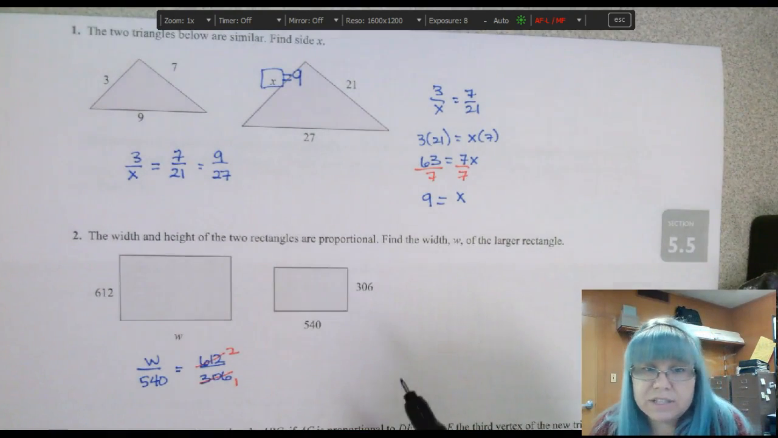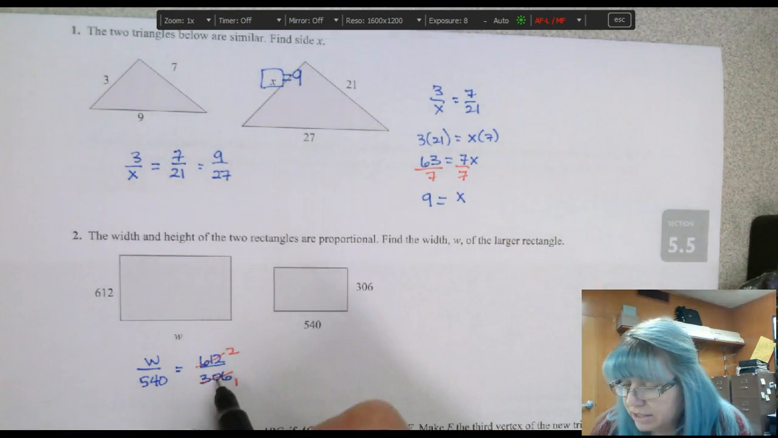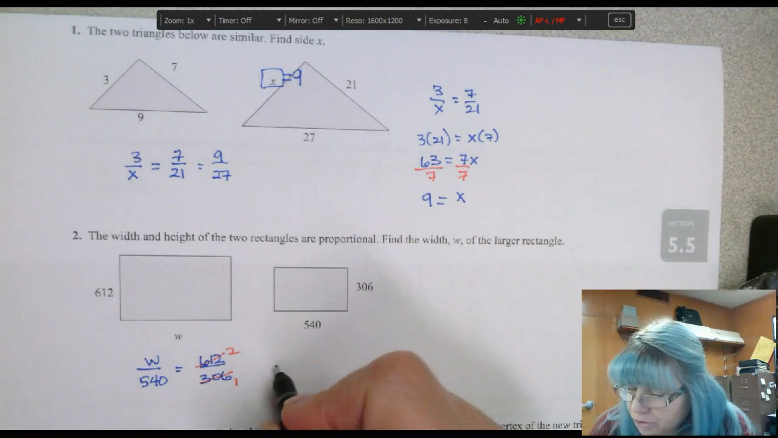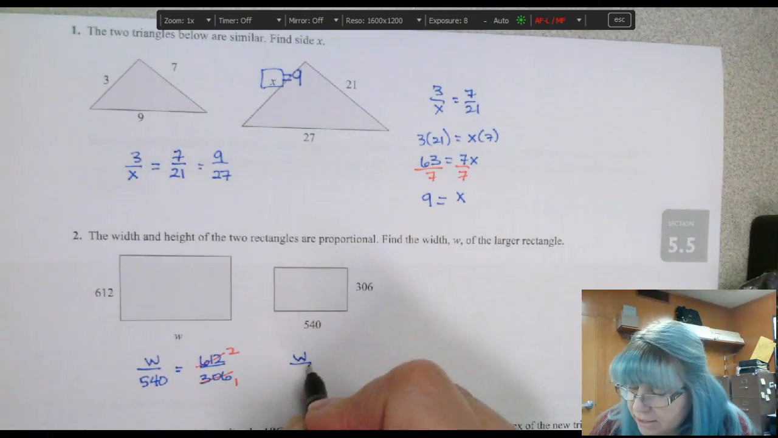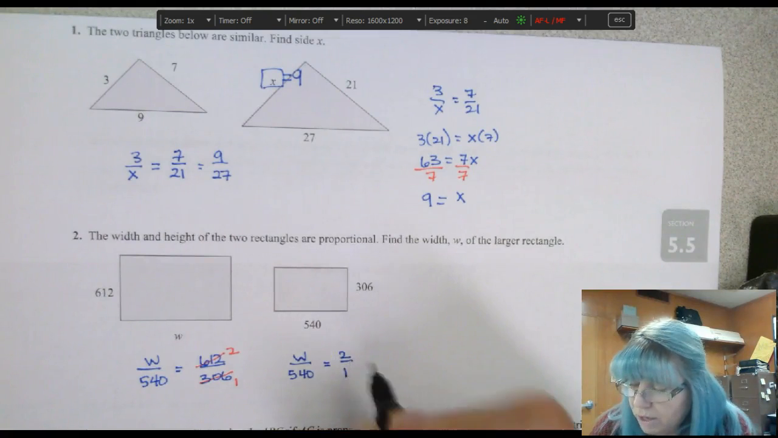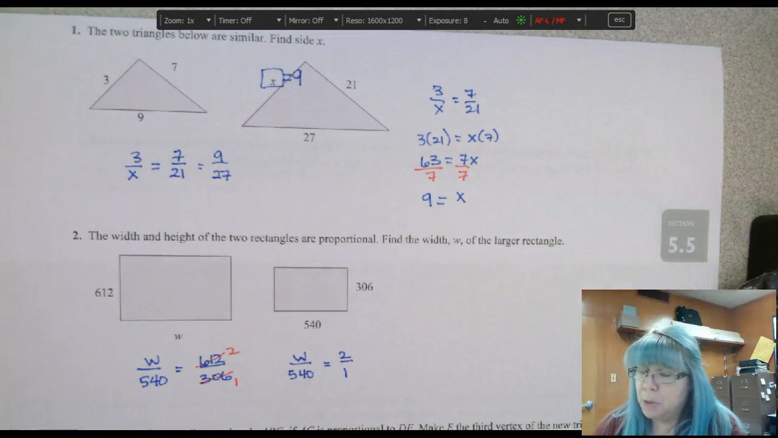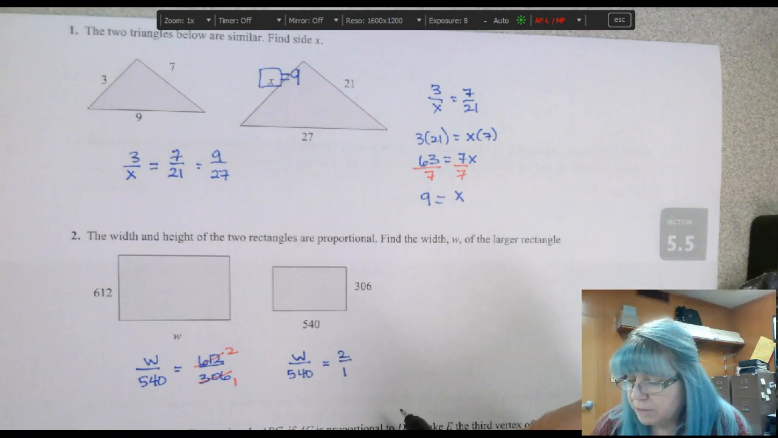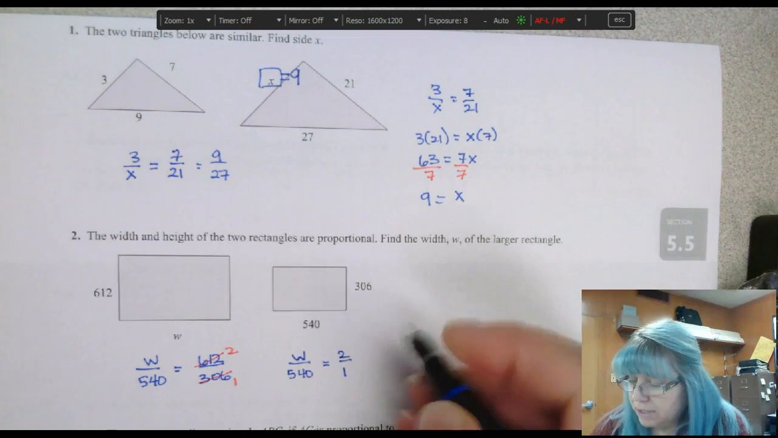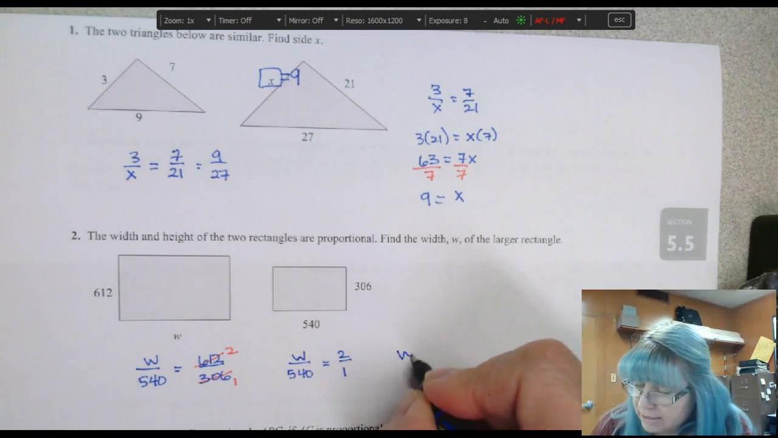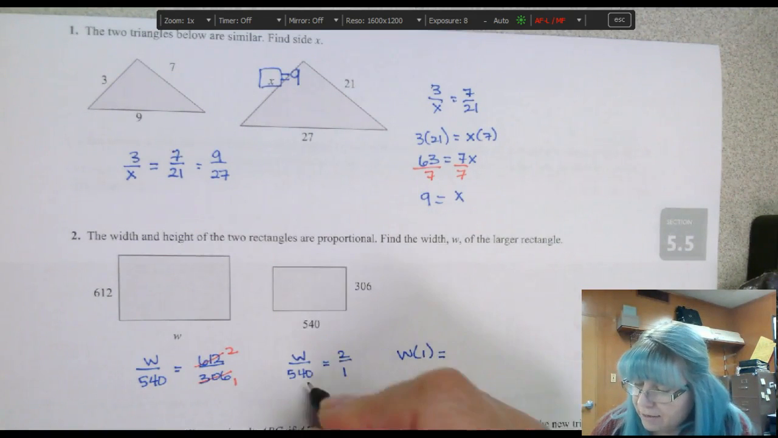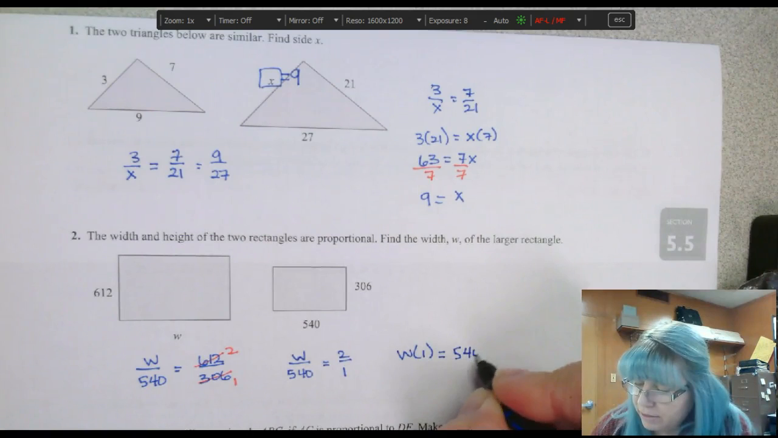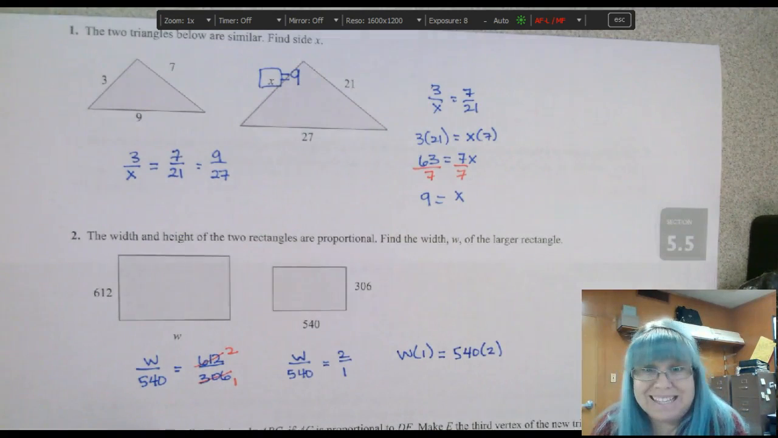306 goes into 306 once. 306 goes into 612 twice. So my new problem is W over 540 equals 2 over 1. That is definitely a little bit simpler problem. All right, now I'm going to do the extremes and means. W times 1 is W, and 540 times 2 are our means.